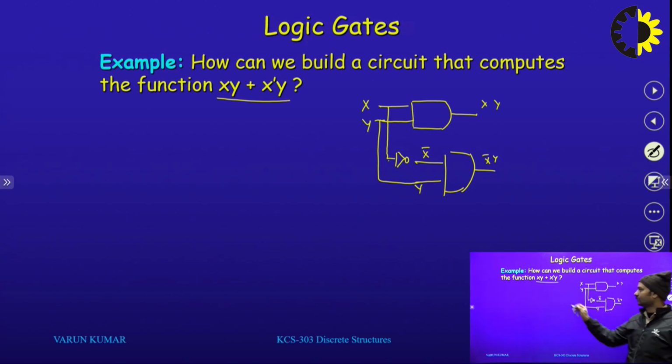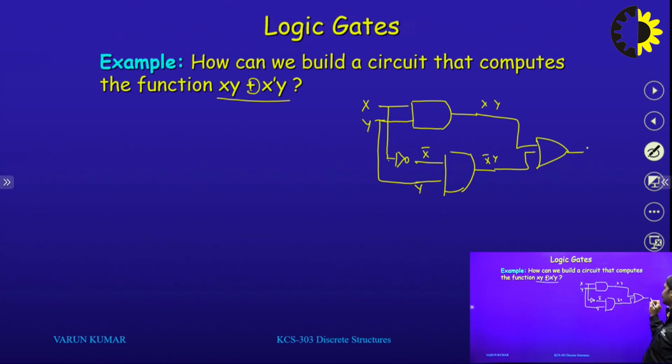Okay, now we want to perform the logical OR operation, so we supply both to the OR gate and we get the final function. This is a simple method to implement our Boolean function as a circuit.